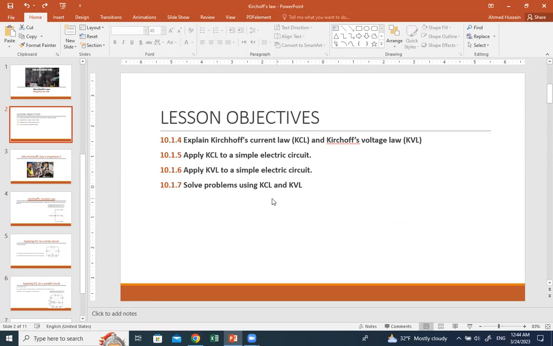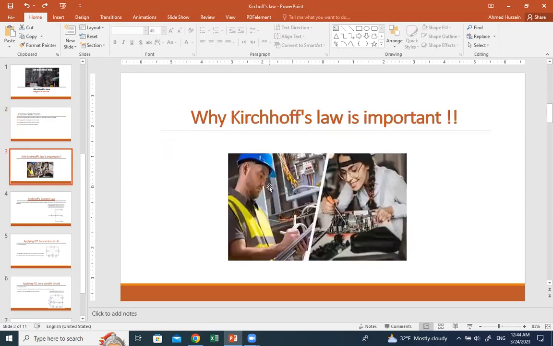Let's ask first, why do we need to study Kirchhoff's law? Actually, Kirchhoff's law provides a very smart and intelligent way to do circuit analysis using a simple technique. This tool is needed by every electrical engineer, or anybody who would like to study electronics in the future. Kirchhoff's law will be so much help for them.